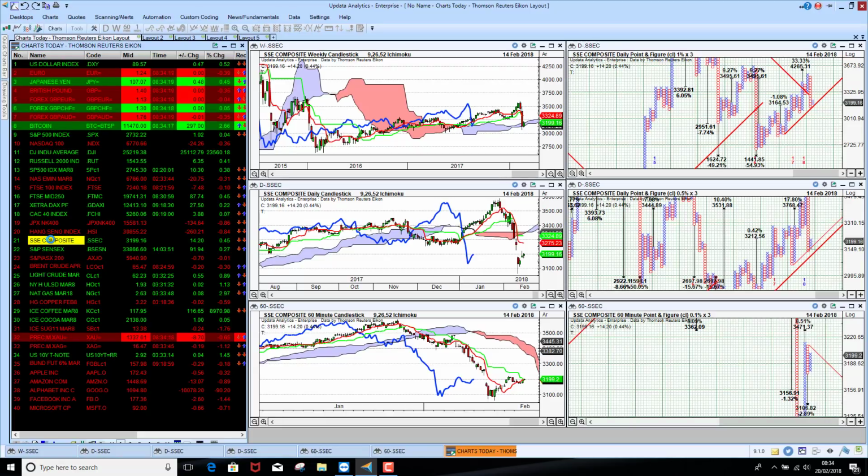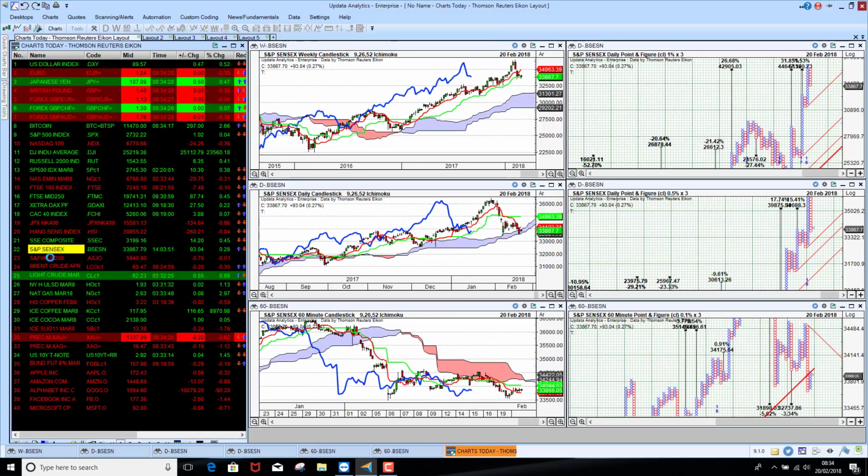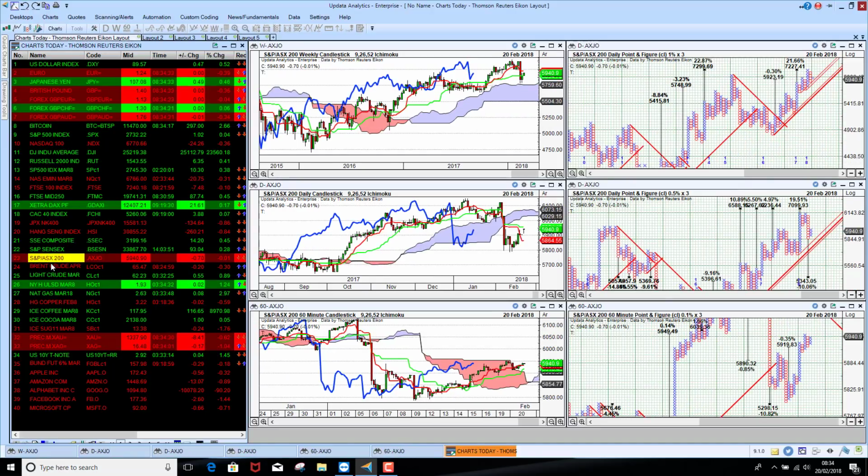The Shanghai market still looking bearish below the cloud, so not recovering fully there. And the Sensex was up nearly a third of a percent, but still bearish below the cloud as well. The Australian market virtually unchanged, but still slightly bearish.